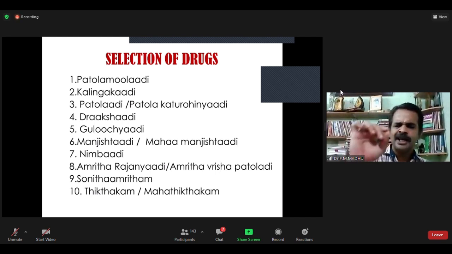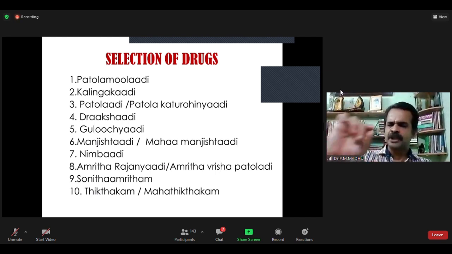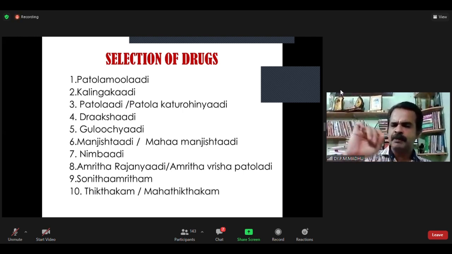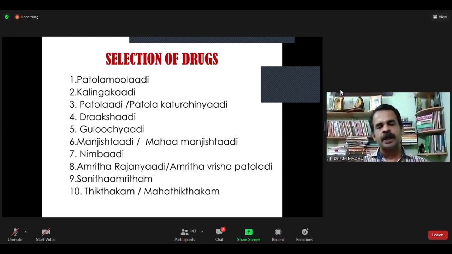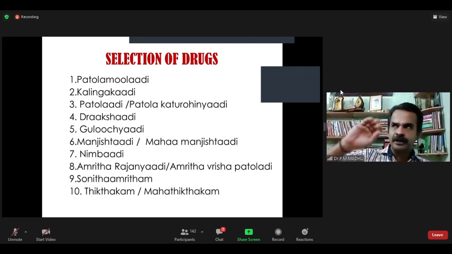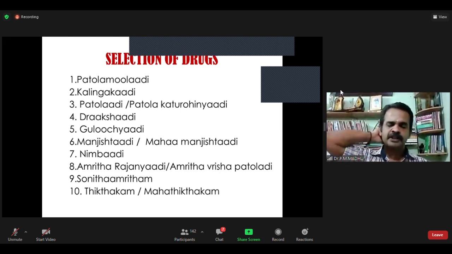While we are giving Lekhana, Shamana or Pachana drugs, the patient may be having Shoshana inside the body. Vata aggravation may be there. So, in order to pacify the Vata aggravation, we are giving Draksha-adi Kashaya. And after that, we are giving Agni Deepana drugs like Guduchyadi Kashaya.